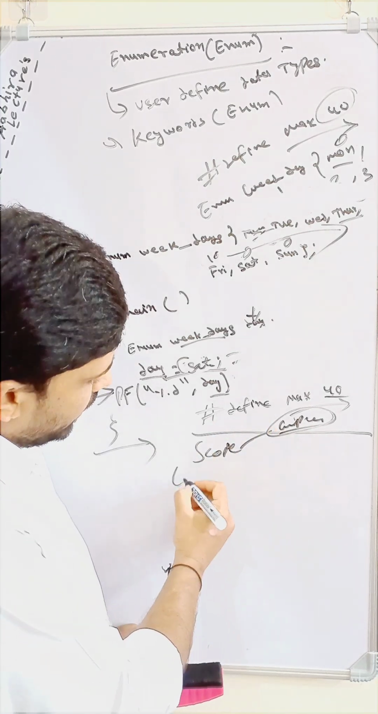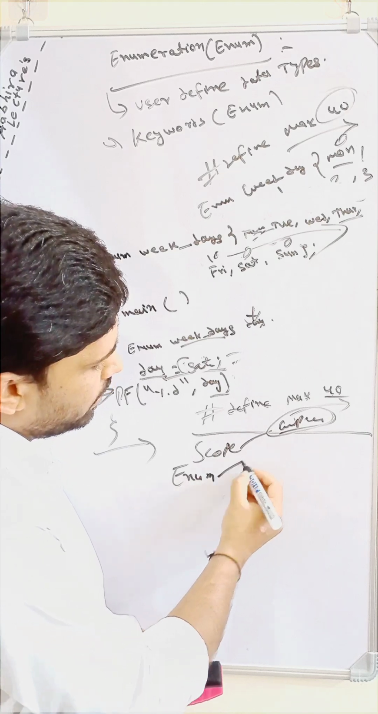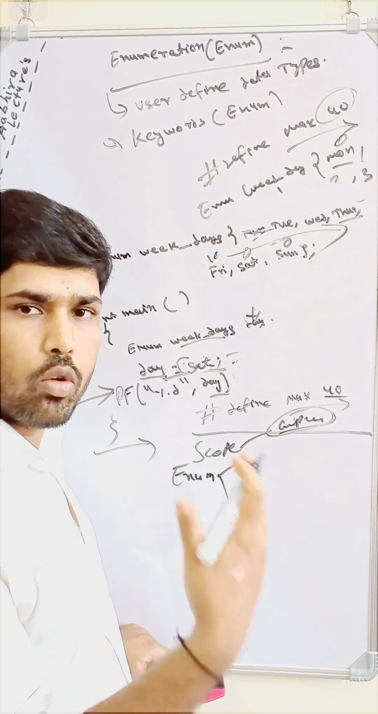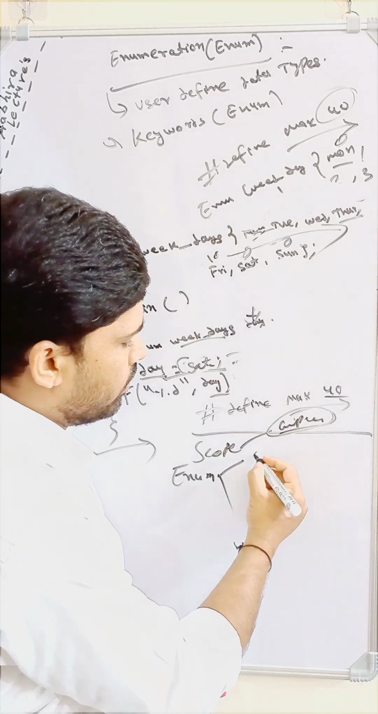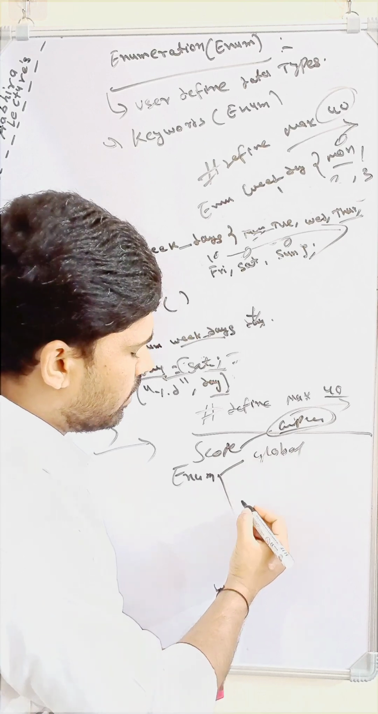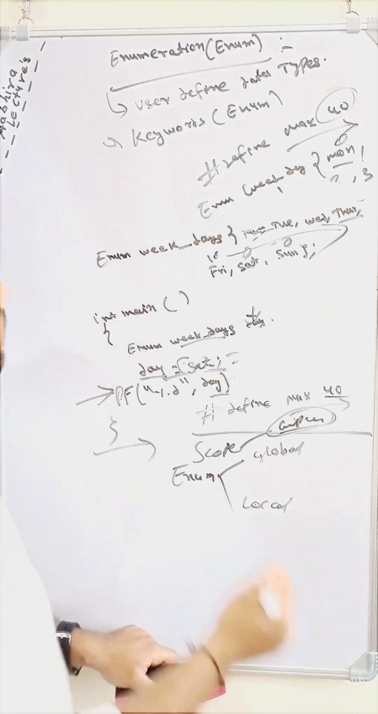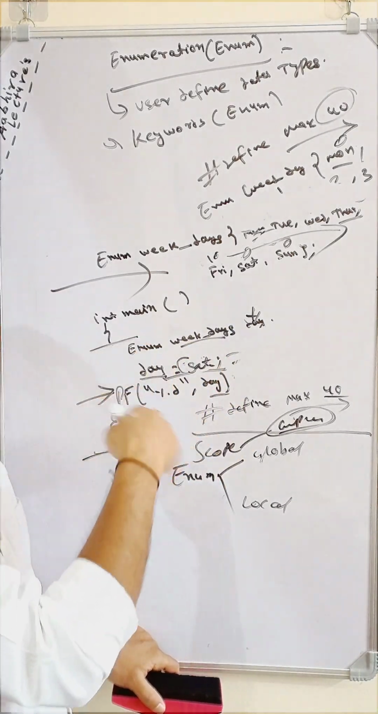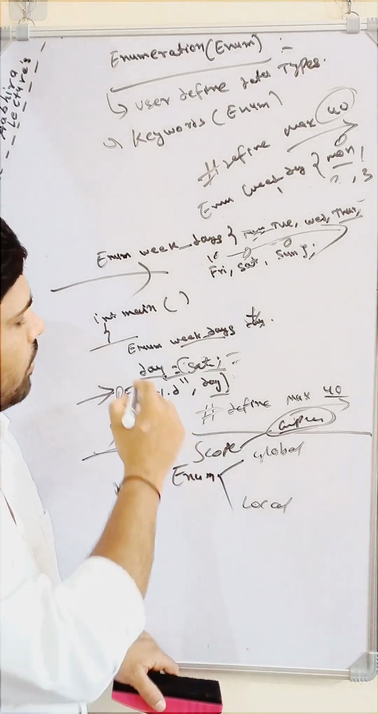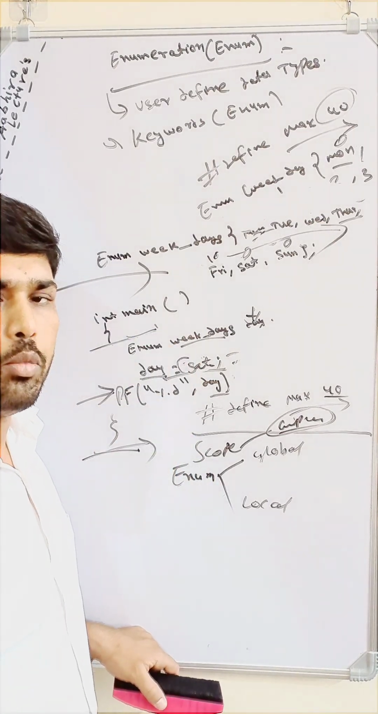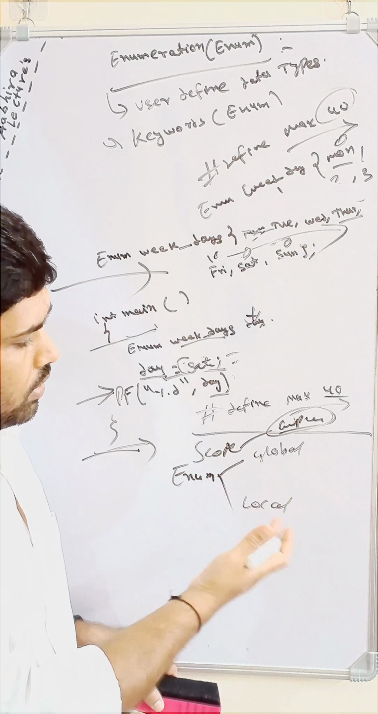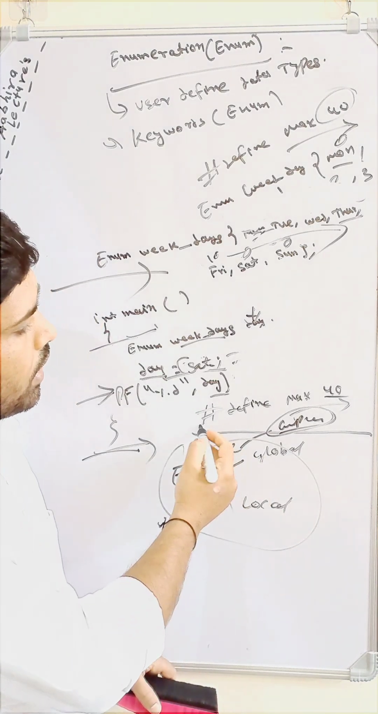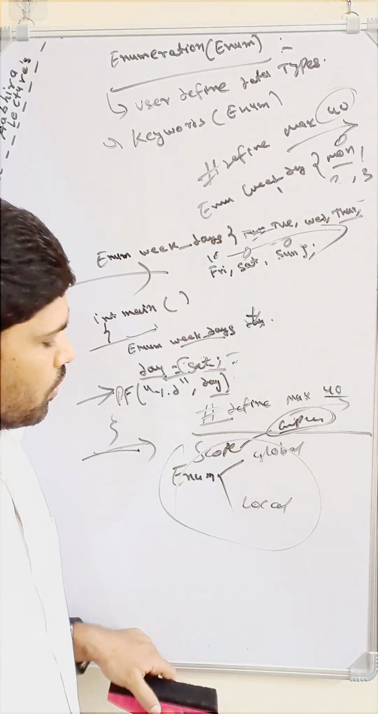But in enum, it's up to you. You can use enum as global or local. That is the difference we consider. See, here I declared it outside of the function, so that is global. Inside a function we can also use it. Whichever you want to use, global or local, you can use. That is the difference between define, sorry, macro and enum.